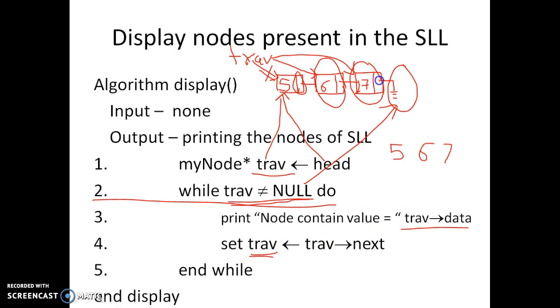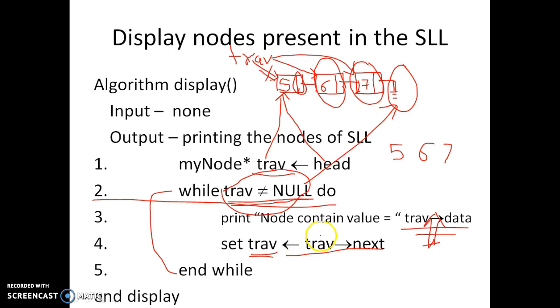Now trav arrow next is nothing but null. So while trav is not equal to null, now this condition does not satisfy, so our while loop stops and it comes out of this while loop. So this is a way in which we can traverse the linked list, and while traversing we are printing the data items which are in the linked list using this particular statement, that is print node contains value is equal to trav arrow data. And for traversing we are just doing this, trav is equal to trav arrow next.